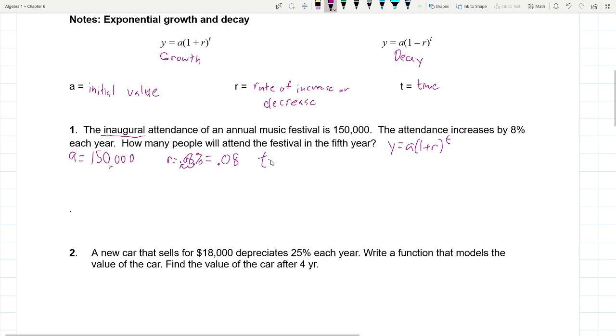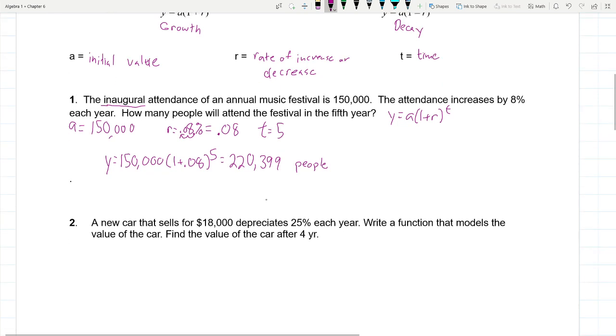And our time is going to be 5. And so setting up my equation, I get y equals 150,000(1 plus 0.08) raised to the 5th power. Whenever you punch this into a calculator, you get approximately 399 people. And there could be decimals, and you can't really have a fifth of a person. It's either you have a person or you don't, and so you round whichever way.